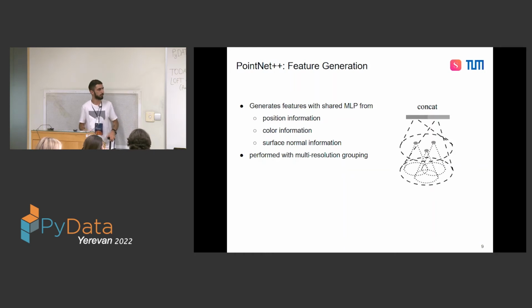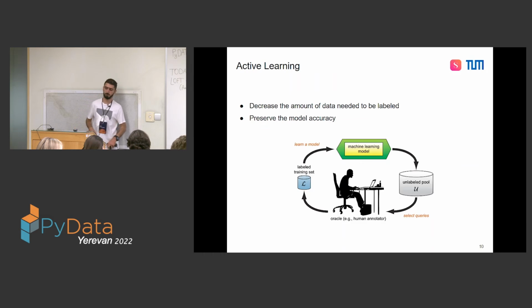And later, it concatenates these features together, and this is the final feature map of a point that passes through a single set abstraction layer in this case. Okay, so we saw the architecture in depth, so to say, of the PointNet++.